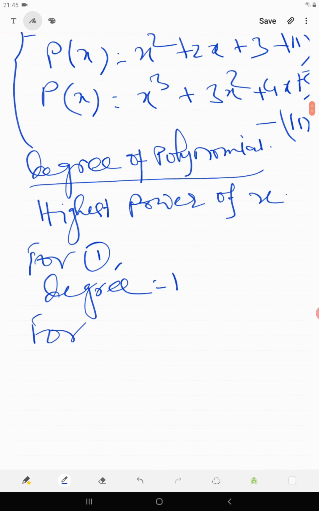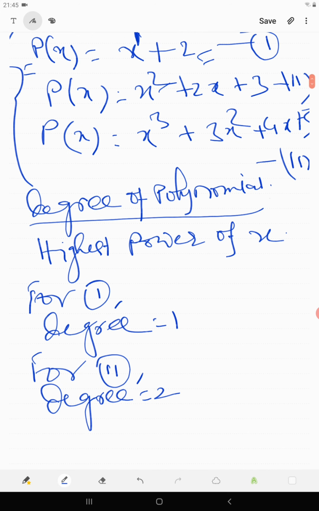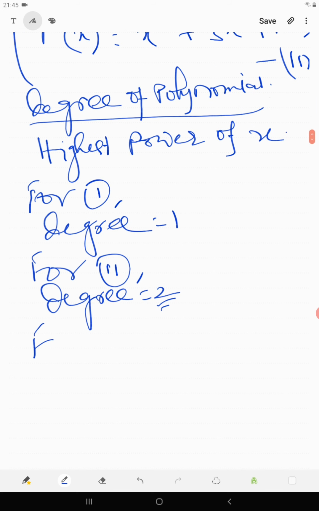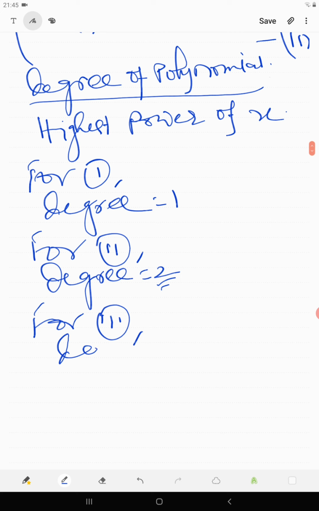For the second, degree is 2, because you see over here the highest power of x is 2, so degree is 2 over here. And for the third, you can see that the highest power of x is 3. Other than that, we have x square, so that is less than 3. Then x to the power 1, that is less than 3. So the highest power of x is 3. So degree is 3.